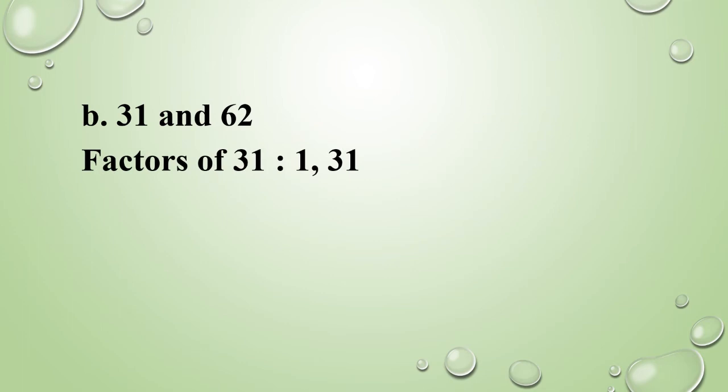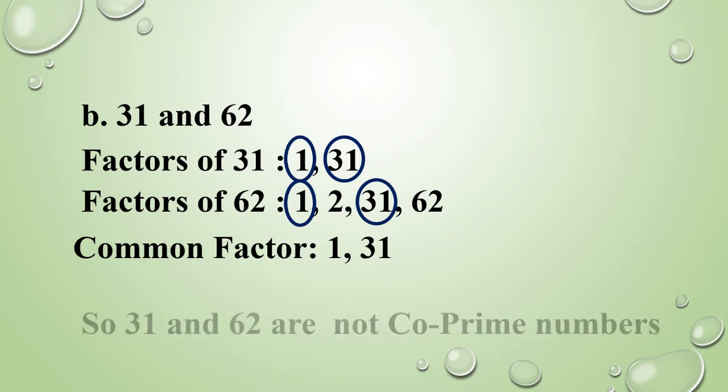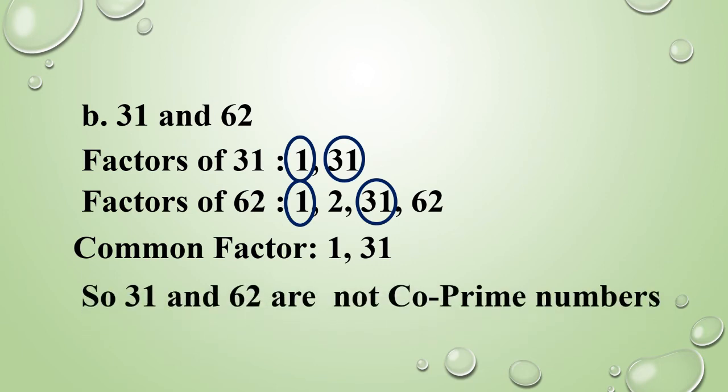Let's do its B part, 31 and 62. First find out the factors of 31. Factors of 31 are 1 and 31. Factors of 62 are 1, 2, 31 and 62. Do they have any common factors in them? Yes, number 1 is common and 31 is also common in them. So they have two common factors, 1 and 31. So we will say that 31 and 62 are not co-prime numbers.